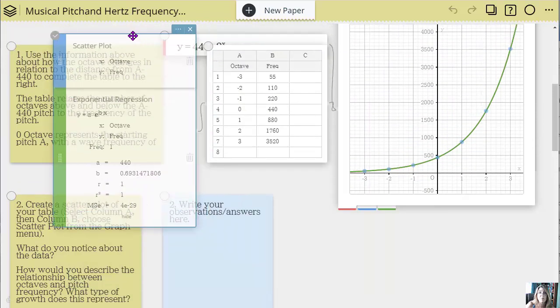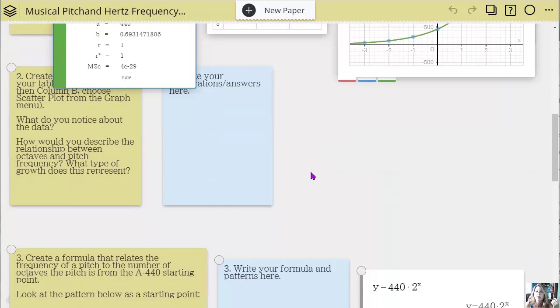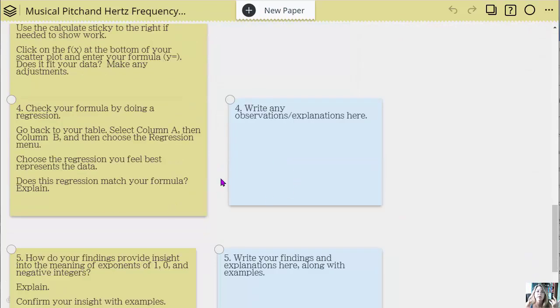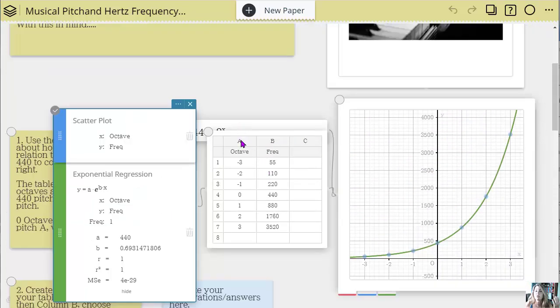Here's our regression right there. What's B? What does all of this mean? It's helping them understand that in music, in pianos and keyboards, the relationship between pitch and frequency is exponential. Then they're asked to explain and compare. That's the activity. They're doing a lot of different types of math here: tables, scatter plots, regressions, and formulas. A really nice exploration of music and math connections.